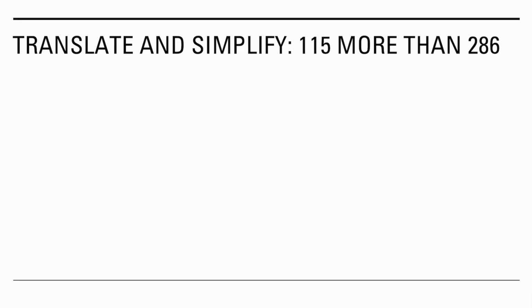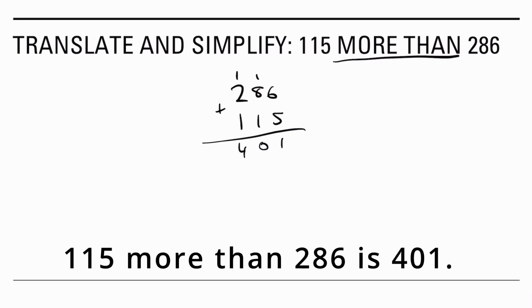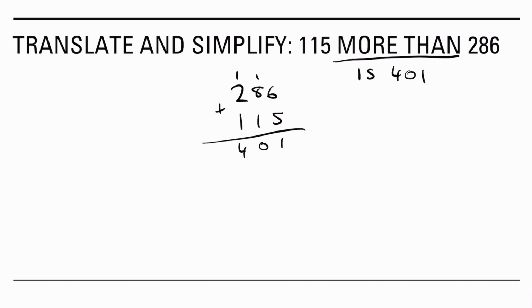Translate and simplify, 115 more than 286. So same thing here, we're going to add 115 to 286. And so we go 6 plus 5 is 11. 1 plus 8 is 9, plus 1 is 10. 1 plus 2 is 3, plus 1 is 4. And so we end up with 115 more than 286 is 401.